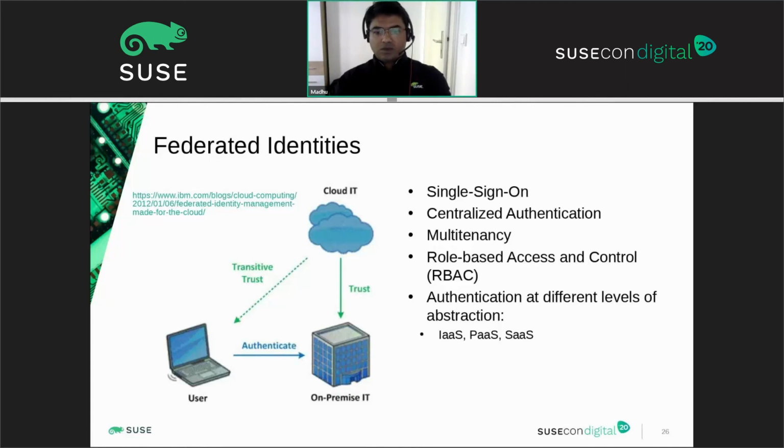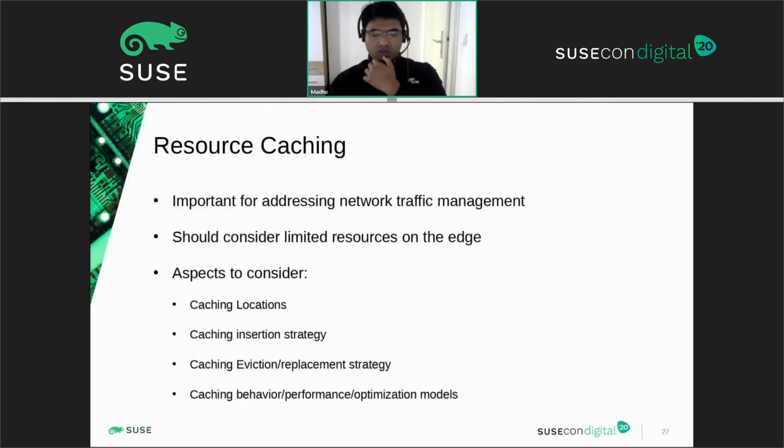So the next aspect is resource caching. It provides a huge advantage in edge computing use cases since it reduces the frequency of communication to the cloud. Several caching algorithms are available, and consider aspects like what and where to cache, replacement, eviction strategies, and performance optimization. Basically, a detailed cost benefit analysis for each type of caching needs to be considered.